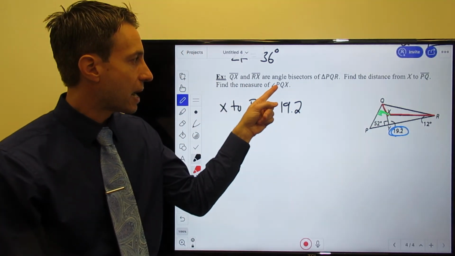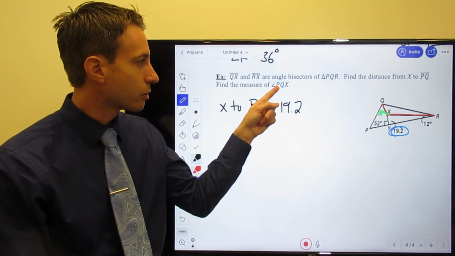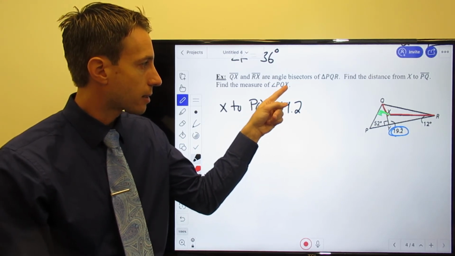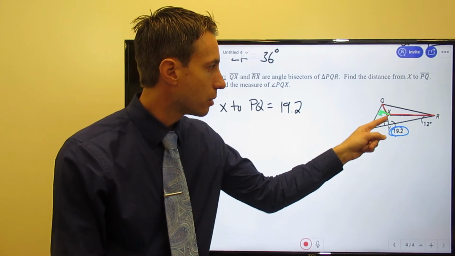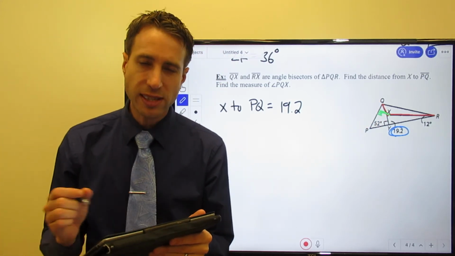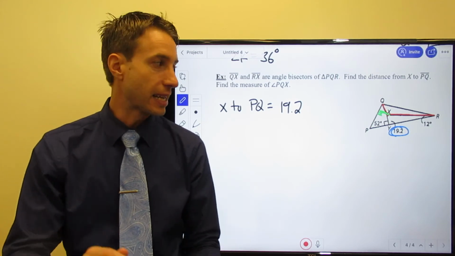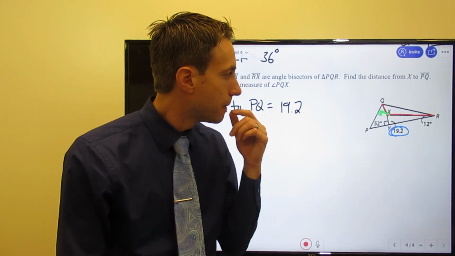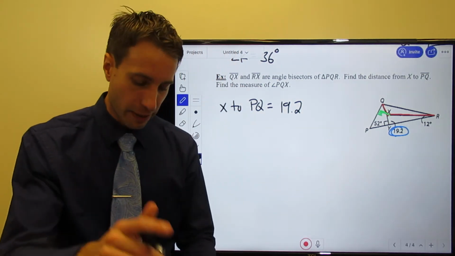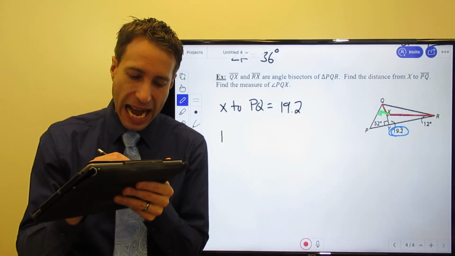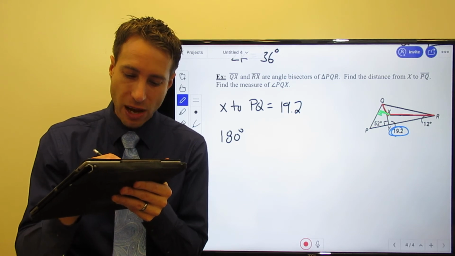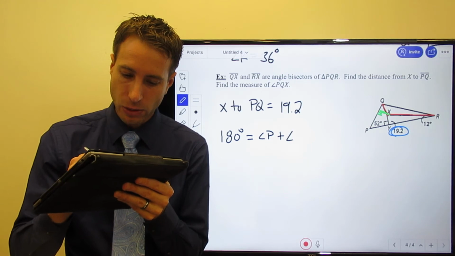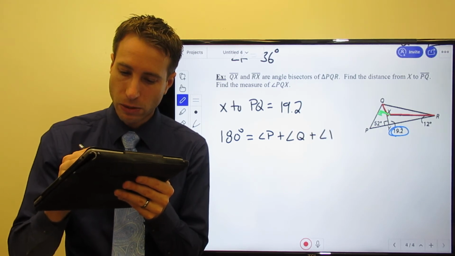But I also ask you about another angle, right? A little sliver. I want PQX. Okay, so this is going to go just like in the last one. Let's see if we can keep this straight. Let's see what I tell you. Oh, okay, well, first let's write it out. I know that all of the interior angles of a triangle must sum to 180. So angle P plus angle Q plus angle R.